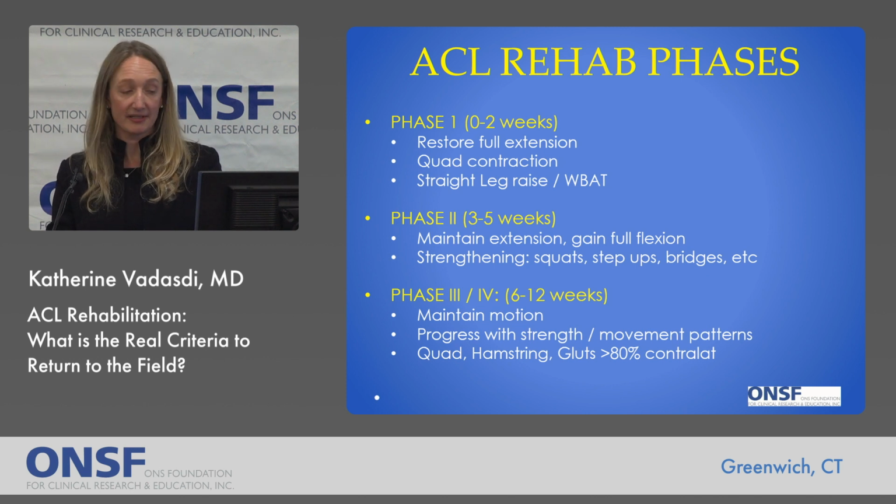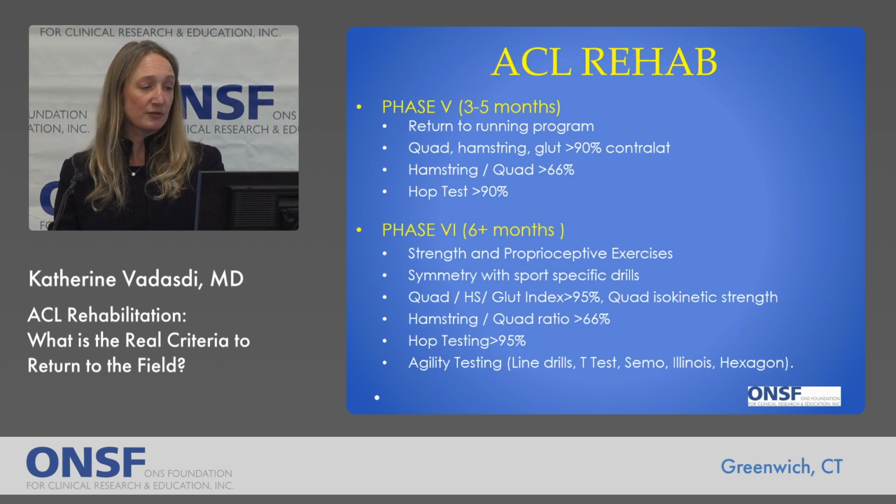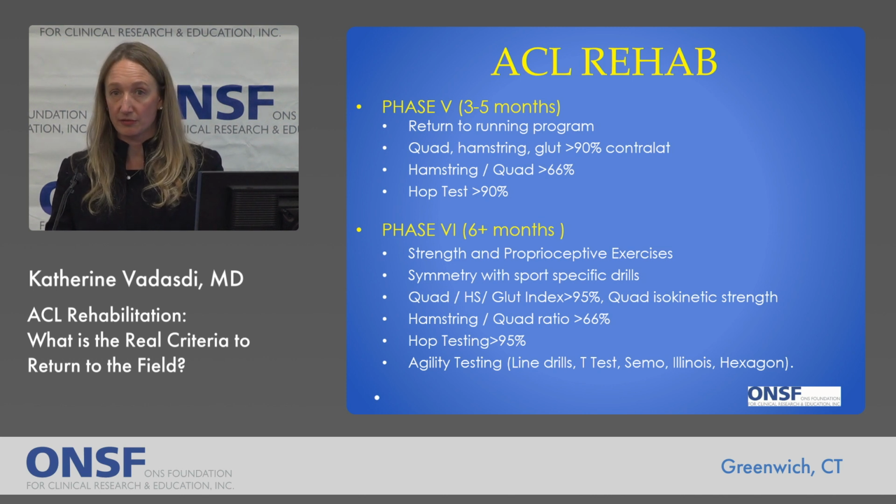the contralateral side. The next 2 phases, which are really progressing with running and progressing again with that quad and hamstring strengthening, by 3 to 5 months, we want them to be at approximately 90% of the other side. And then that final phase is 6 months and beyond. And that is when we're going to focus on agility exercises, further quad strengthening and hamstring strengthening so that they get to 95% of the other side.